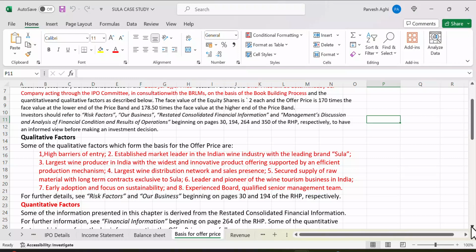Early adoption and focus on sustainability, and an experienced board and qualified senior management team. Of course, they will always say that they have a very good board, senior people to help them. This will be a normal standard line by all the companies.